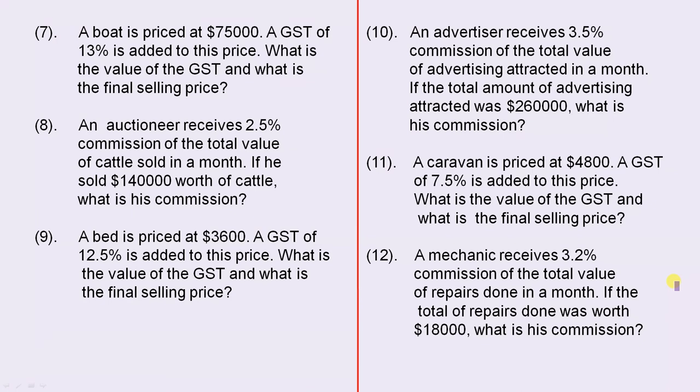So this video has presented a number of problems where we've had some practice on calculating the GST and then the final selling price, and we've also had a few problems on commission. And if you need some help, there's a link on the next slide. If you click on the link, it will take you to the lesson and it will explain how these problems are done.